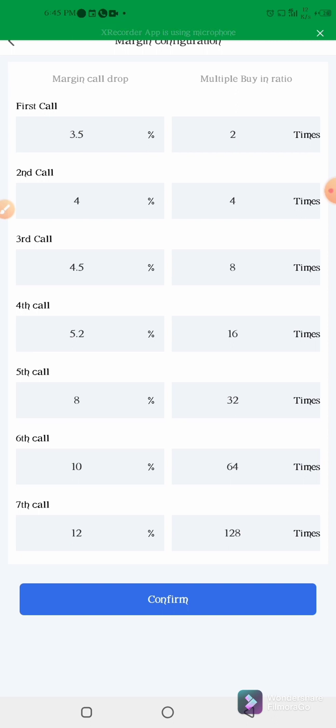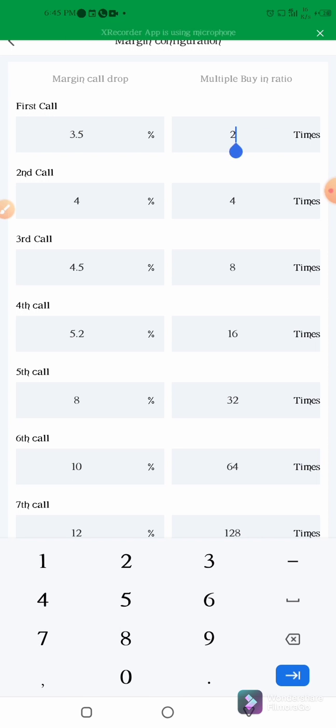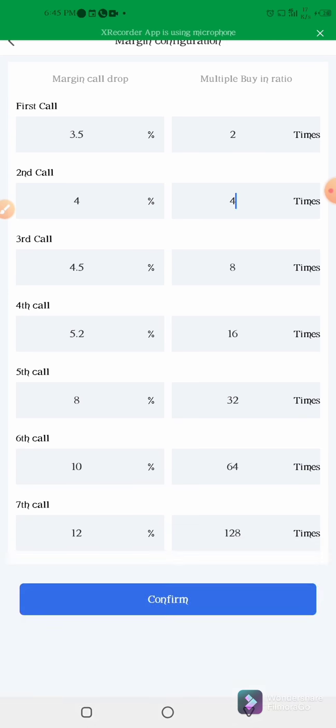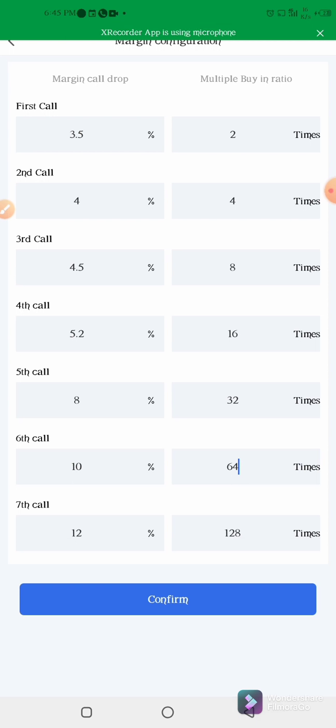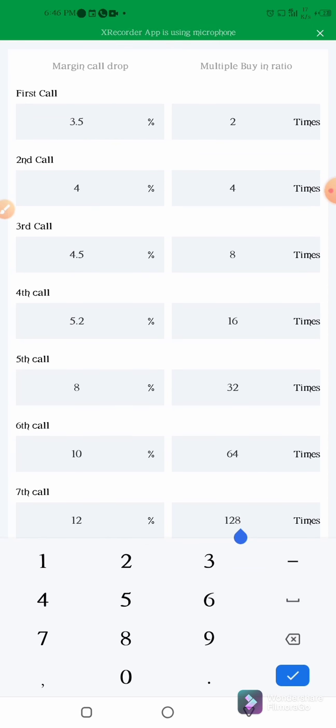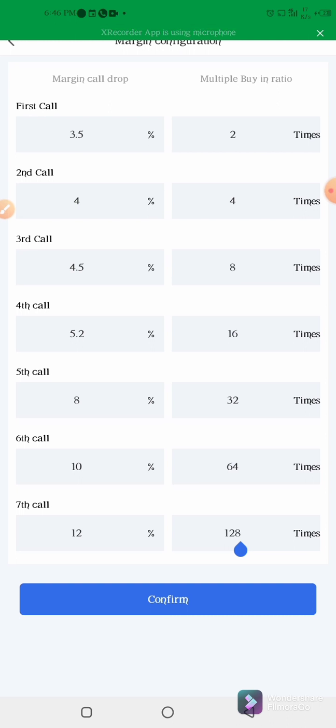Okay, that's the dollar cost averaging technique, whereby you buy 2 times your previous buy. So 2 times 2 is 4, 4 times 2 is 8, 8 times 2 is 16, 16 times 2 is 32, and then 32 times 2 is 64, and then 64 times 2 will give you 128. That's the dollar cost averaging technique, and it is super for you to cover the dip and make massive profit.